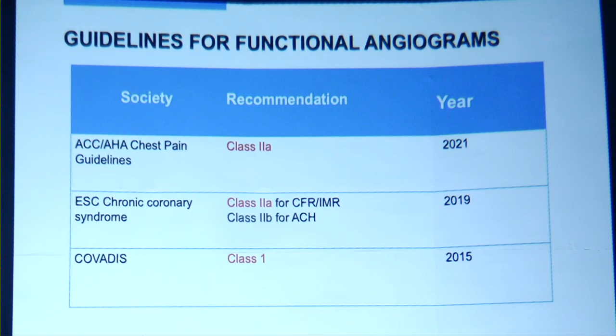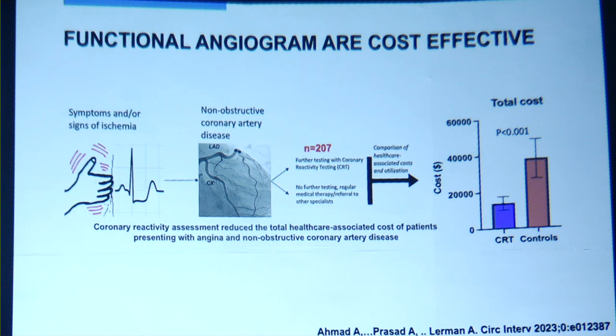The guidelines always lag behind, of course, so the current ACC and European guidelines have only given a class 2A recommendation for doing functional testing, but the Covadis group, which is a group of people who are really interested in doing this sort of work, give a class 1 recommendation. So I think eventually the guidelines will catch on and functional testing will become a greater part of what is recommended. And if you are a little skeptical about why we should bother beyond diagnosis, well, I can tell you that it's cost effective.